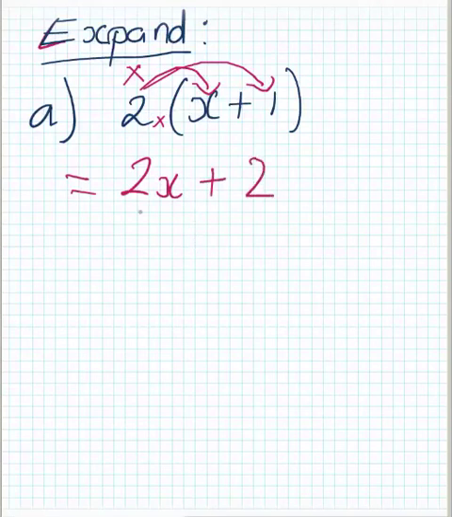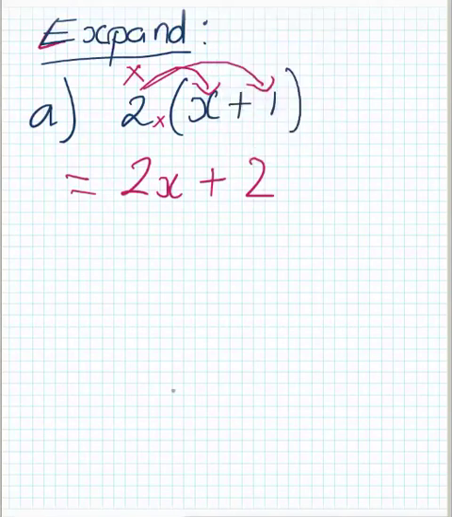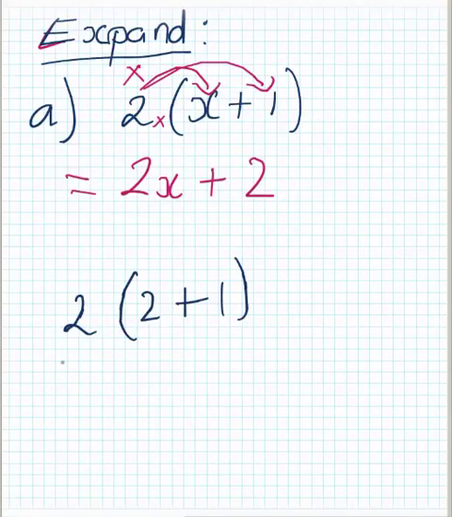We can't add these together because that's 2x and it's different to a 2 by itself. And the reason why we can do this, just in case you've forgotten, is this. If we have, for example, 2 bracket 2 plus 1, see how we've got 2 plus 1 inside the brackets? Using our BODMAS skills, we can work this out. We can have 2 bracket 2 plus 1 is 3. We know there's a times in between the 2 and 3. So 2 times 3 is 6.